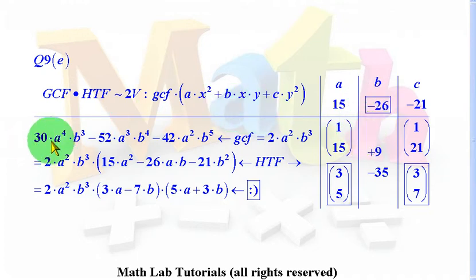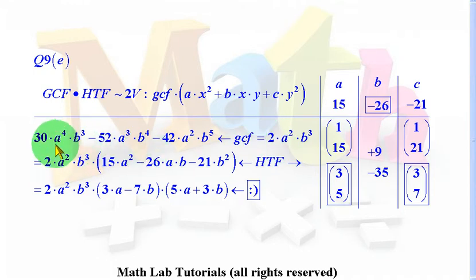Okay, so let's look at the problem over here. This is the actual problem down here. That's just the header for the problem. So we have 30a to the 4th b cubed minus 52a cubed b to the 4th minus 42a squared b to the 5th. And of course, there certainly are 3 terms. Let's try to identify what the GCF is. 30, 52, 42, the GCF is 2. That's the largest common factor.